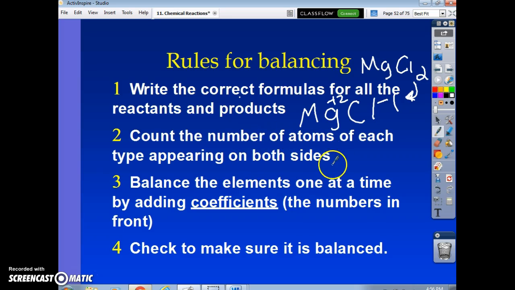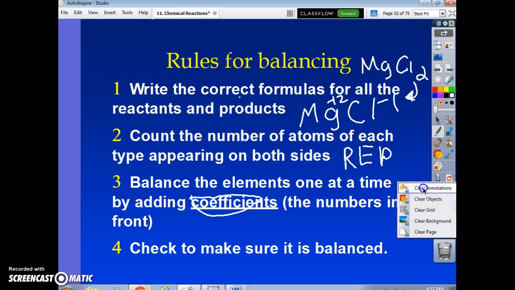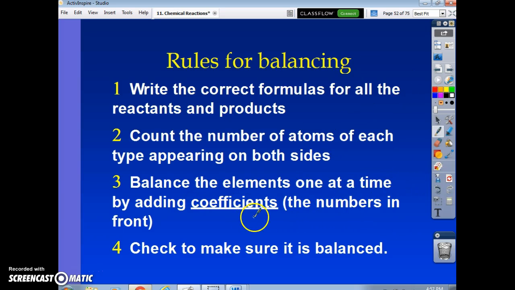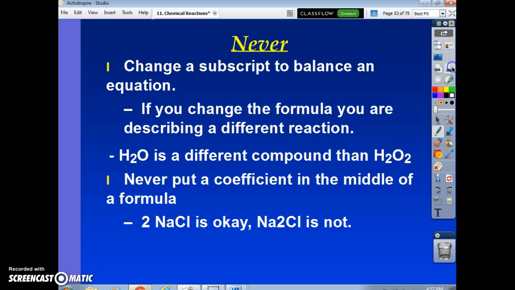Then you have to count the number of atoms appearing on both sides. In other words, do a REP, like I just showed you on that last slide. And then you balance the atoms one at a time by adding coefficients. These guys are the numbers out in front. These are not the guys that are the little ones afterwards. Do you remember what they're called? Subscripts. Only change the coefficients. Lastly, double check and make sure it's balanced. When you don't double check and pay attention to detail, it's easy to get them wrong.